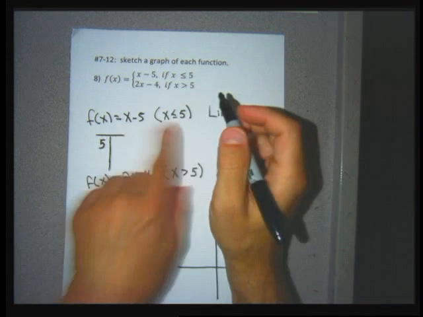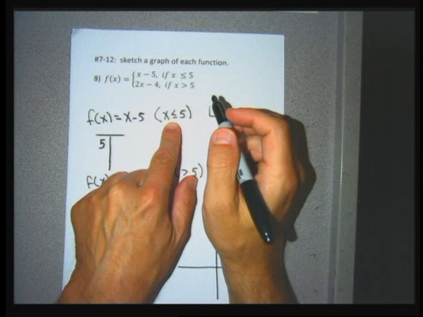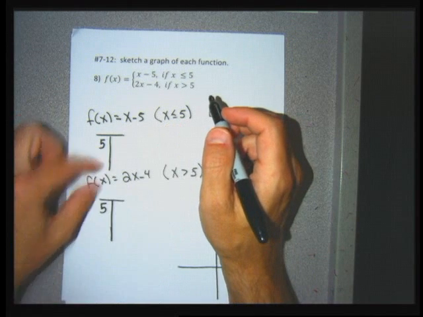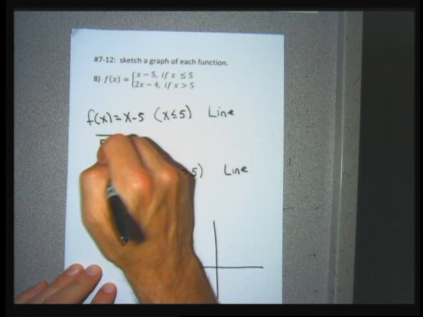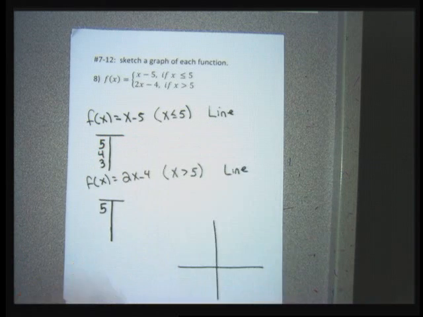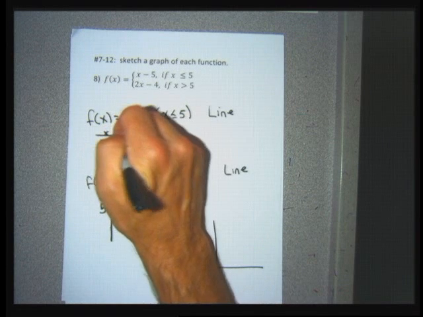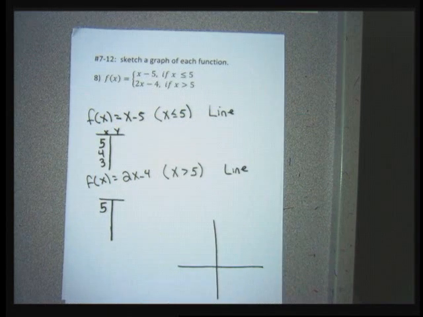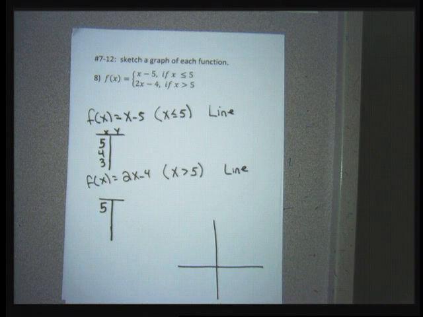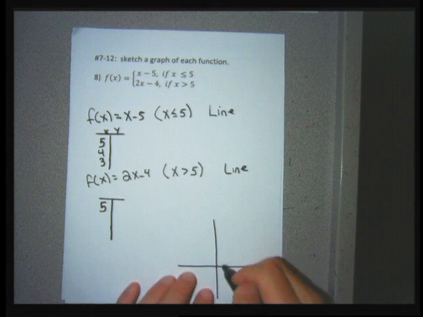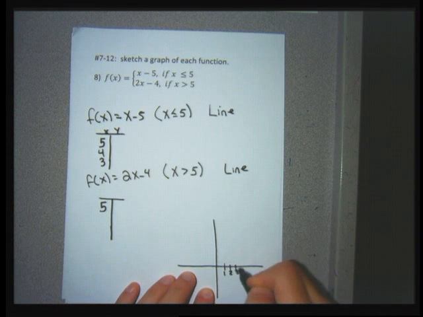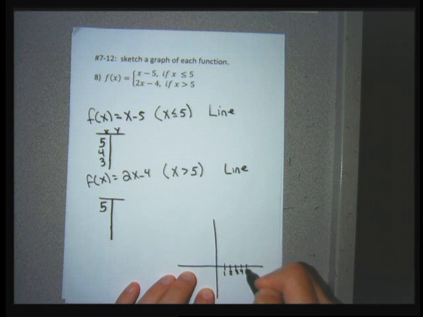So for this top function, I'm only allowed to plug in numbers less than or equal to 5. So I'm not going to go 5, 6, 7. I'm going to go 5, 4, 3 for my x's, and then I'm going to get the y's, or f of x's, that correspond. I'm going to get points, plot the points, and make a line from those points. I'm going to be careful of how I show that on my graph because of this whole piecewise function. I can't just graph like I might normally graph.